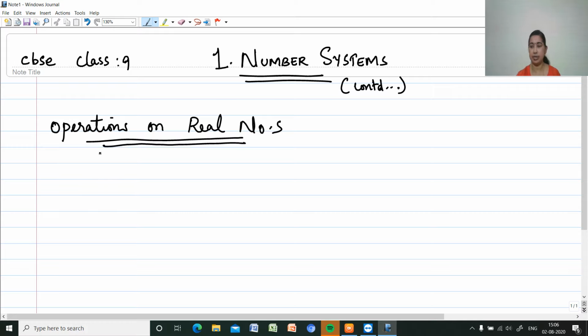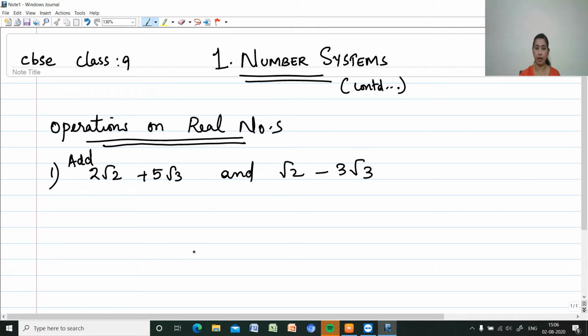So we can add, subtract, multiply and divide any real numbers. First we'll show you addition. Add 2 root 2 plus 5 root 3 and root 2 minus 3 root 3. So we have to add these two real numbers. These are irrational numbers. So we'll see how we are adding. So 2 root 2 plus 5 root 3 plus root 2 minus 3 root 3.